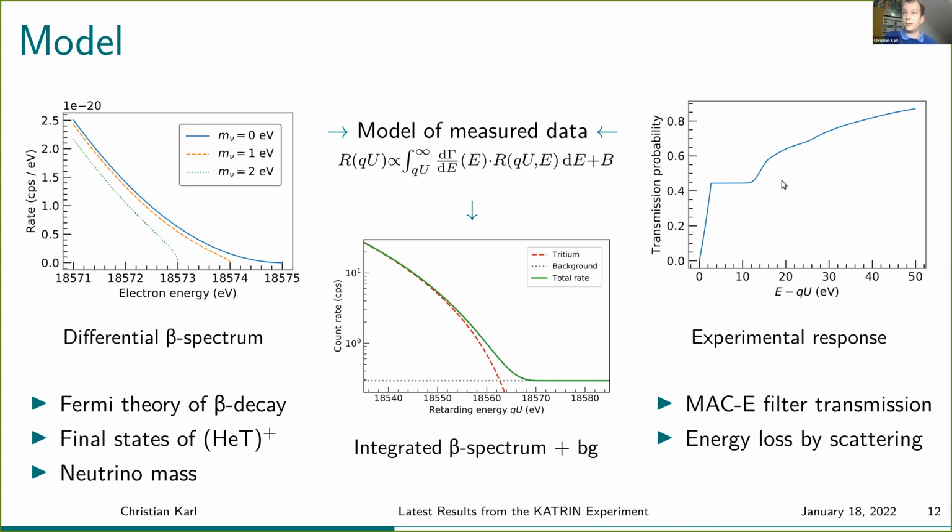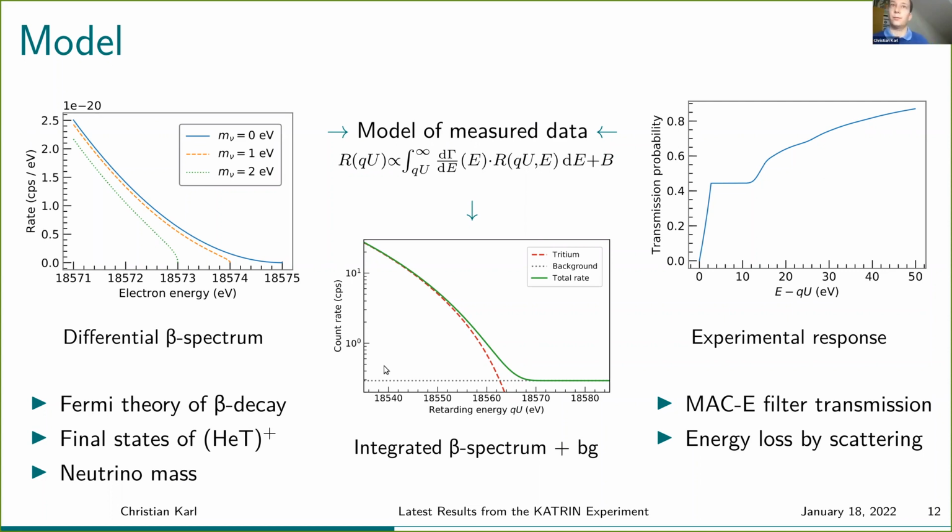So all of these are electrons that never scattered. Then we can see electrons that lost energy by scattering once, twice, and so forth. So we have to also know all of these properties. And then we end up in the integrated spectrum by integrating this differential spectrum over the response function. We can complete our model by adding a constant background term.